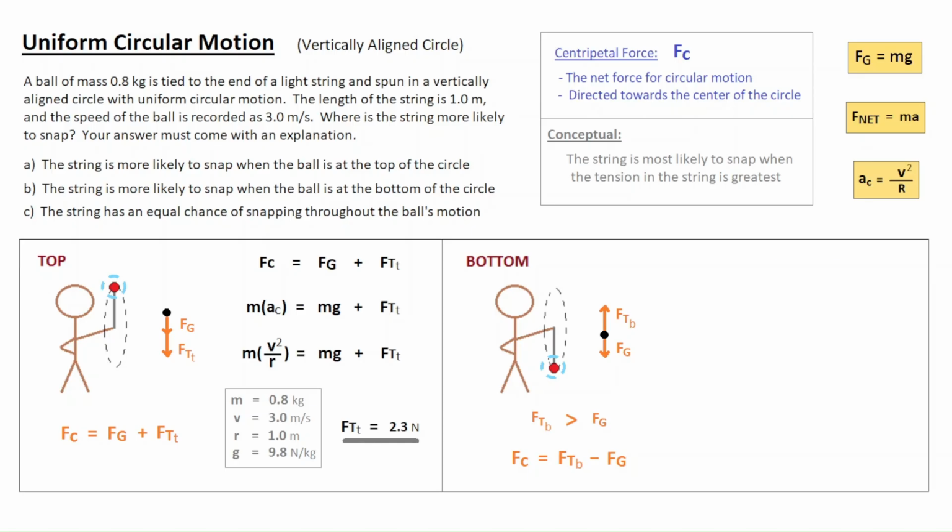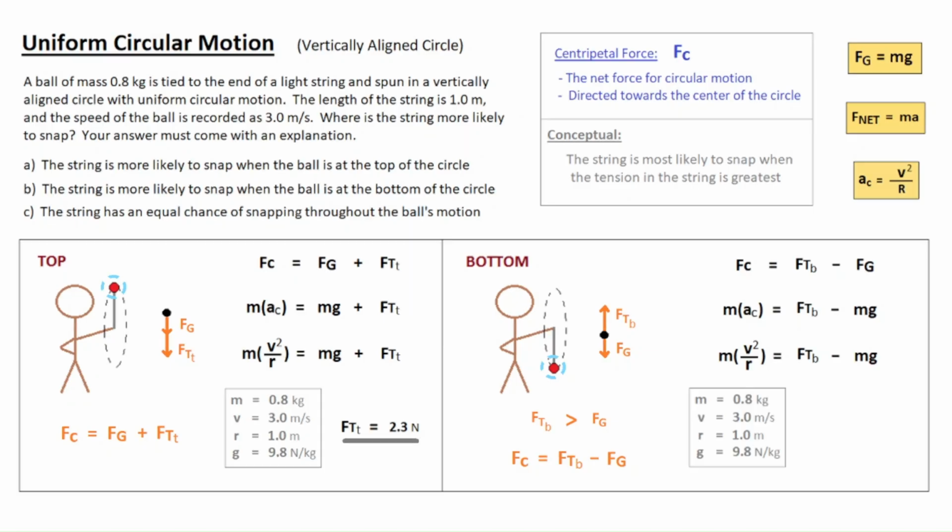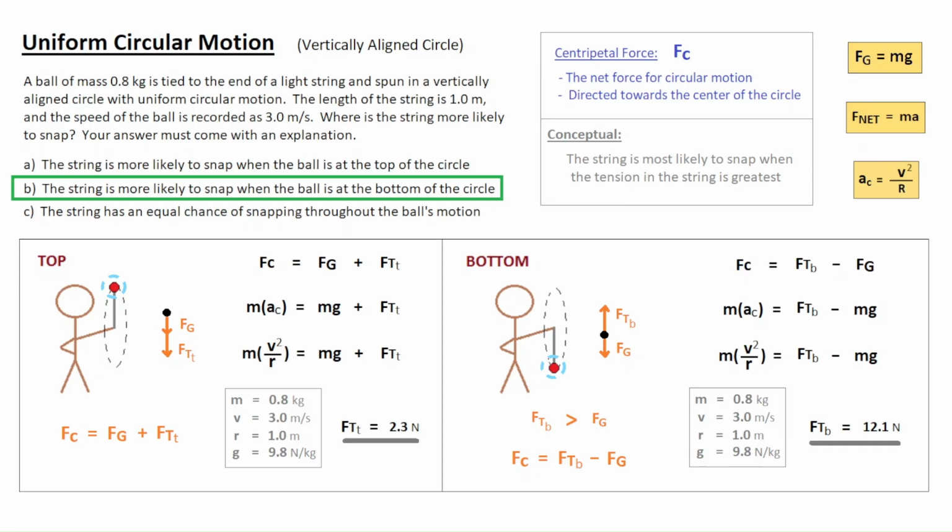Going to the bottom of the circle, very similar analysis: isolating the equation we've already written, using the same substitutions as we did previously, establishing the same given information as before, and now doing the algebra to solve for the tension at this location as 12.1 newtons. So clearly more tension at the bottom than we have at the top. The string then is likeliest to snap when the ball is at the bottom of its path. We're going to go with choice B here for this question.